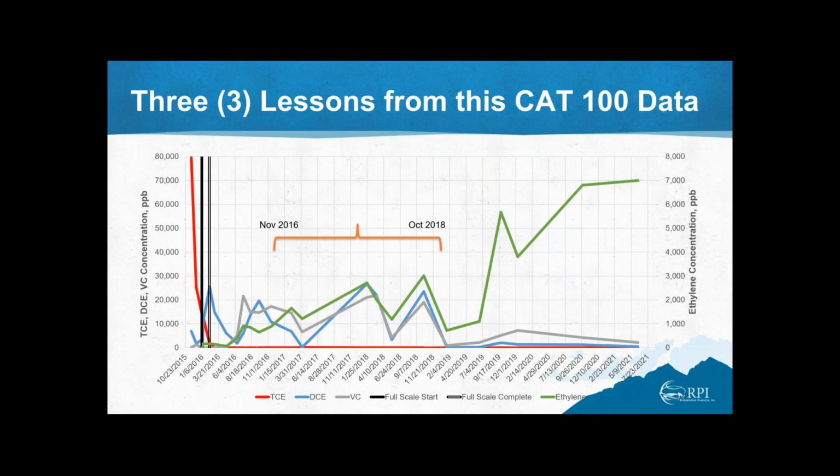You see strong production of ethylene. And I will also point out with this, notice the November 2016 to the October 2018 timeframe. That's really where you tend to be struggling with that DCE, VC issue. And that'll come up here in just a moment.